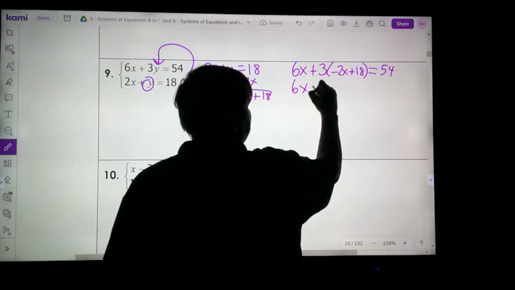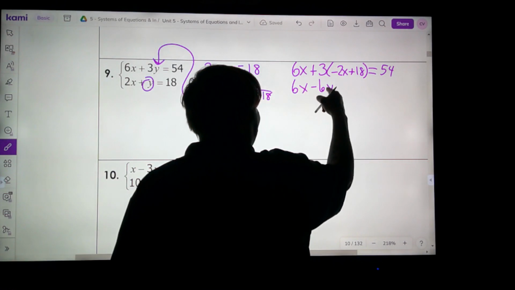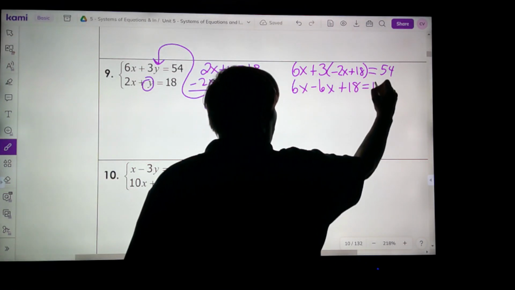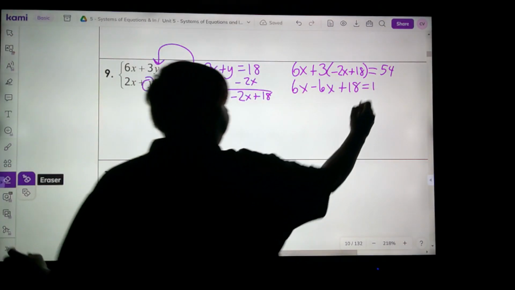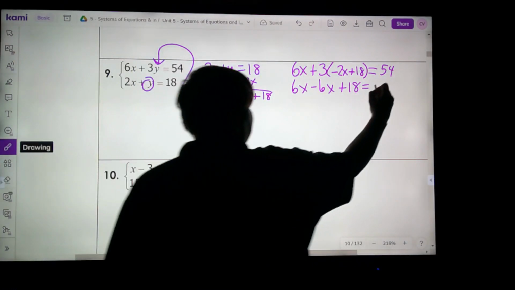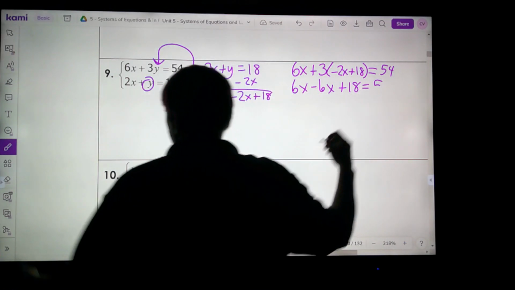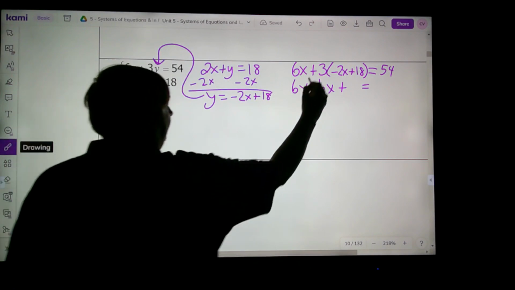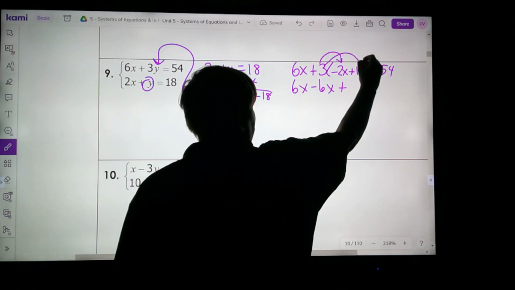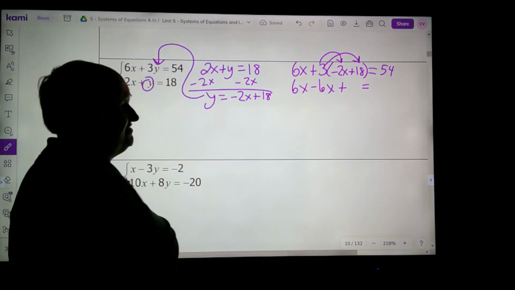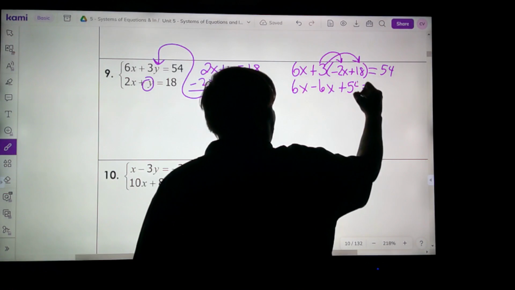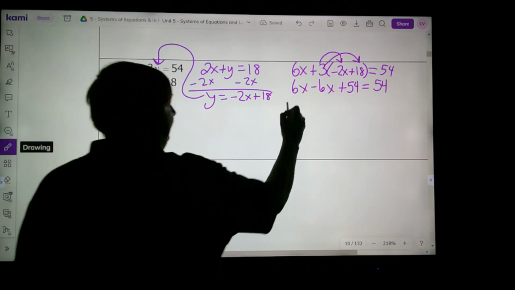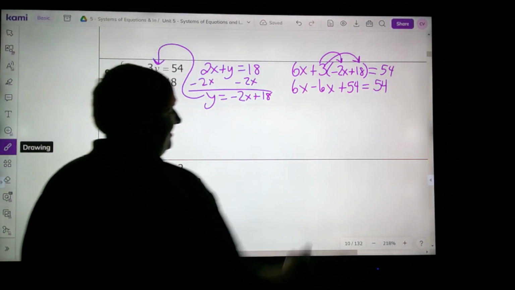Distribute: 6x minus 6x. Plus 18 equals 54. No, not 18, because I need to distribute the whole thing, right? This is negative 6x, and this is 54. 3 times 18 is 54. Equals 54, right? So again, we have an equation where it's 6x minus 6x.